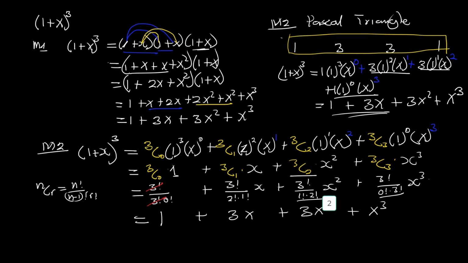So looking at these three methods, 1, 2 and 3, we see that they are all the same. So in our subsequent approach we are going to use the combination instead of the Pascal triangle.